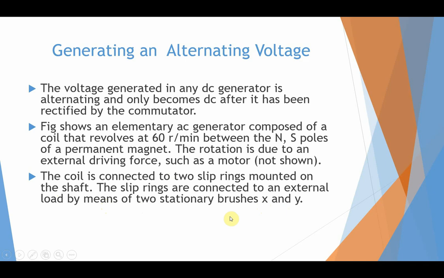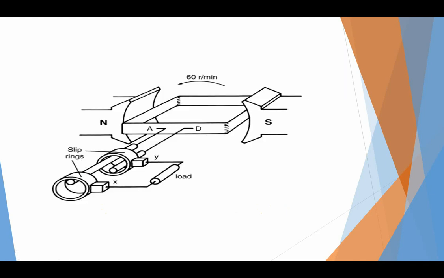So in a basic generator, we have two main parts. There is the magnetic field, shown here with the help of a permanent magnet, and a coil that is rotating in this field. This stationary part we call the stator of the generator, and this rotating part we call the rotor of the generator.